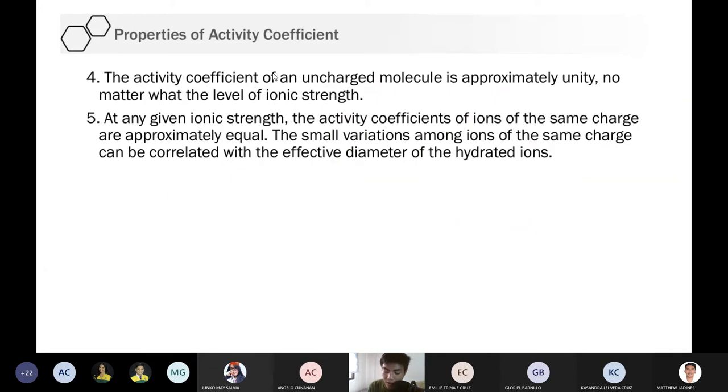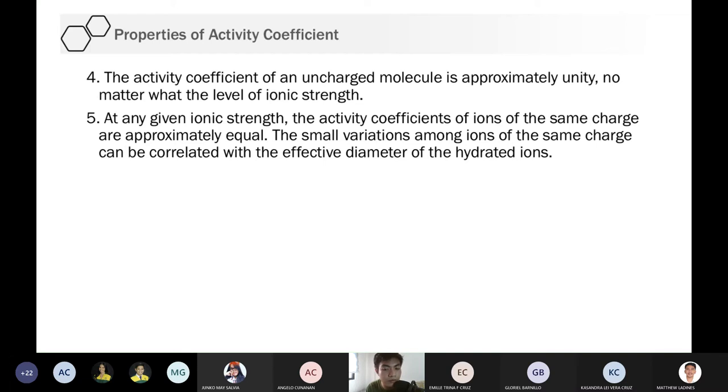And then number 5, at any given ionic strength, the activity coefficients of the ions of the same charge are approximately equal. The only difference or the only source of the variation is the size of the hydrated ions. Ibig sabihin nila, almost same lang sila ng activity coefficient, ng gamma value. The only change is yung size ng ating hydration sphere. Okay? So, yan, so alam na natin yung properties ng gamma.